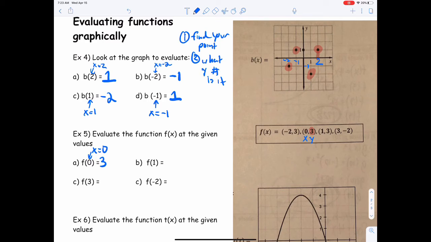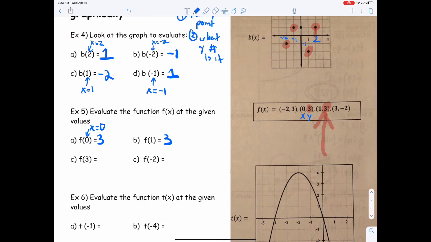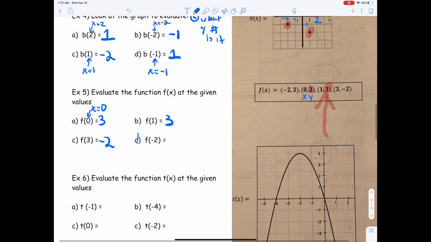F of 1. Find the point that has x equal 1. That should be right there. And the y that goes with the x that is 1 is 3 as well. Still a function though. X's don't repeat. C and then D. Try that on your own real quick. Pause the video. All right, you should be getting -2 for this one, and f of -2 will equal 3.